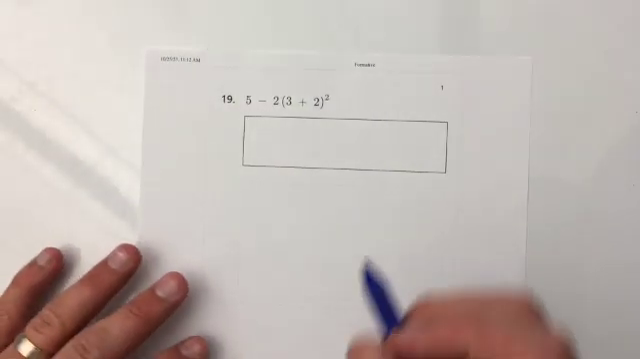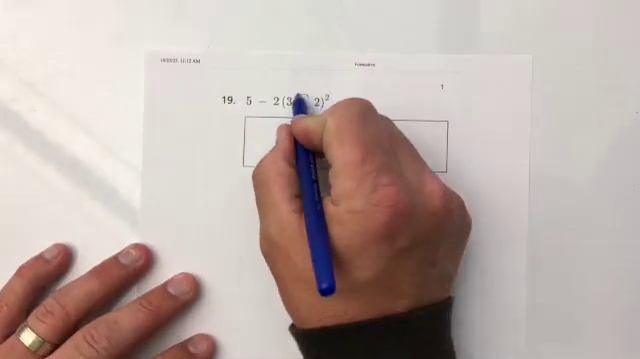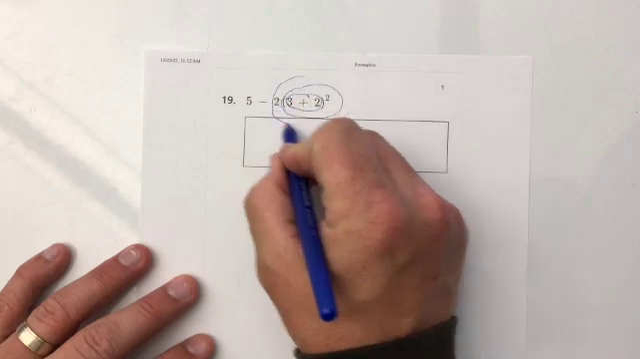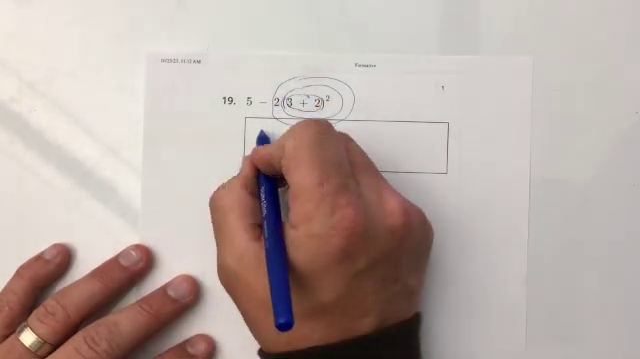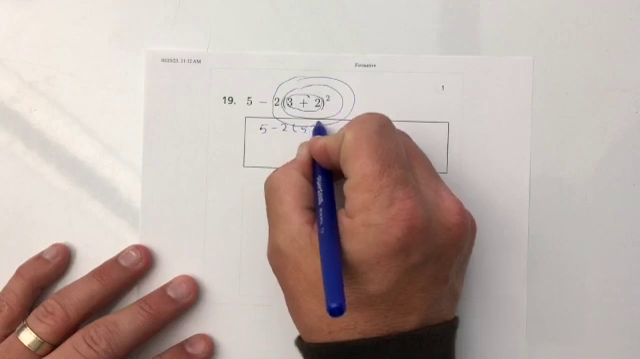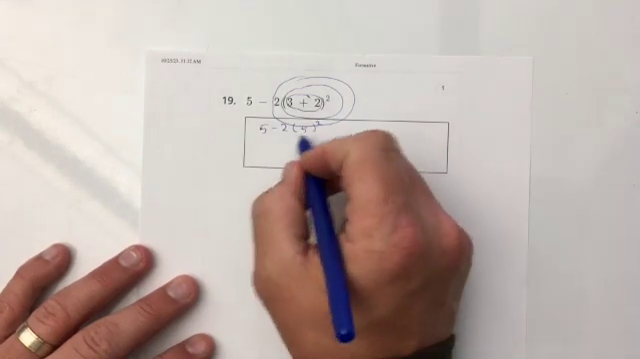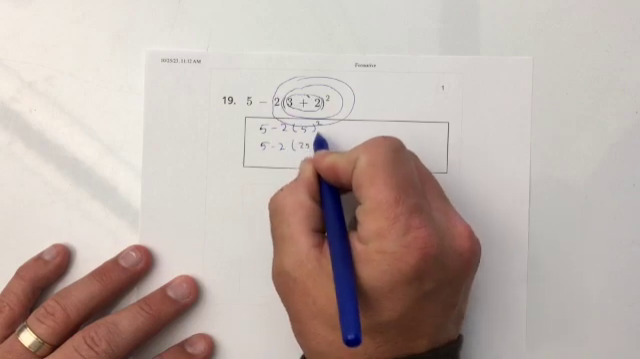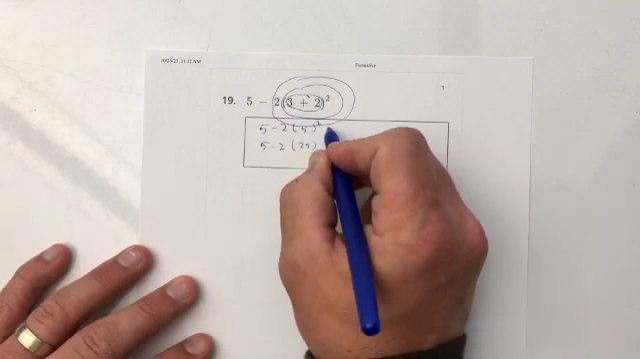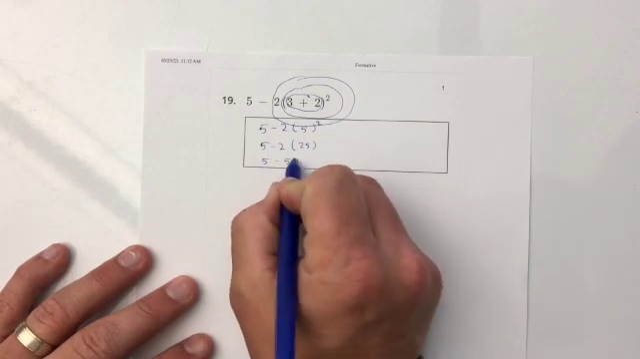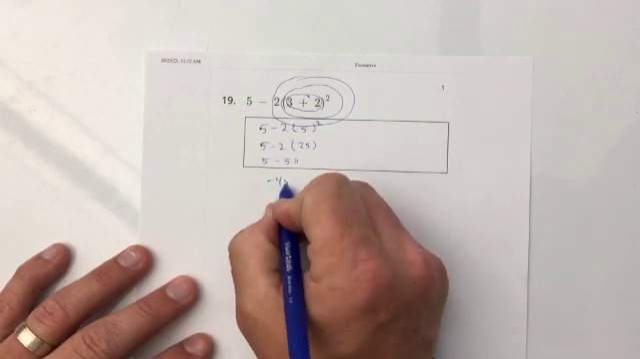Last one with exponents. Okay, we're going to do the grouping first, and then the exponent, and then the multiplication. So I have 5 minus 2 times 5 squared. So we can do 5 squared. So this is 5 minus 2 times 25, because 5 squared is 5 times 5, which is 25. So now I have 5 minus 50, and that's negative 45.